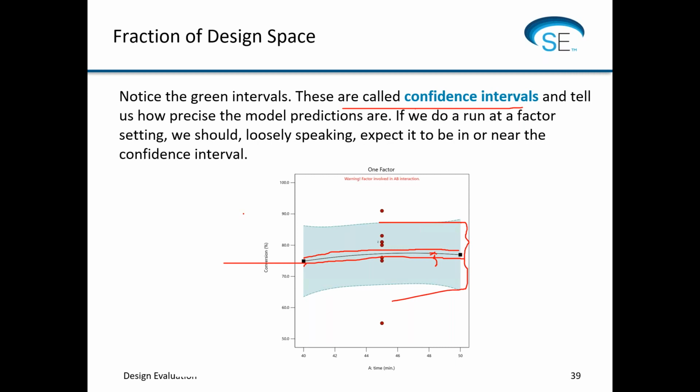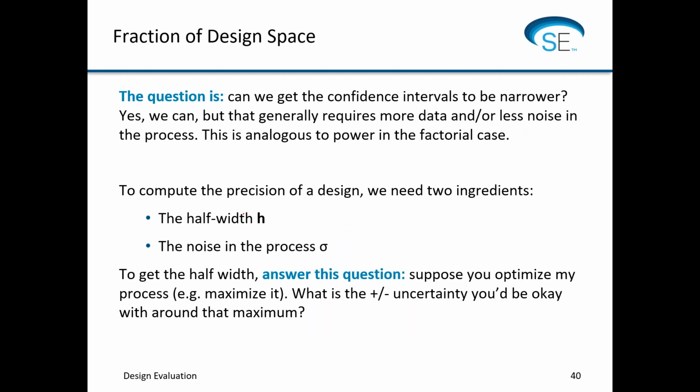Loosely speaking, before we do the experiment, we want a chance of generating a model that has good prediction properties and very tight confidence intervals. So the question is, can we get the confidence intervals around the predictions to be narrow? The answer is yes, but like with power, the more precision you want, the more data, more runs, or less noise in the process you require. This fraction of design space is basically the analog of power in the factorial case.